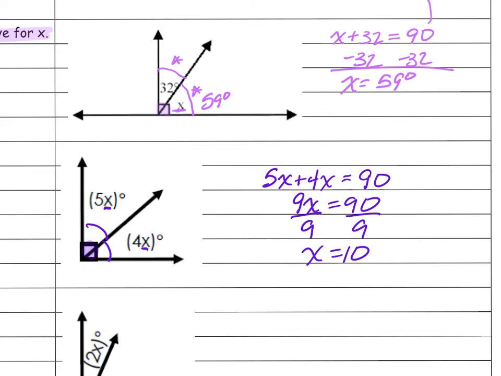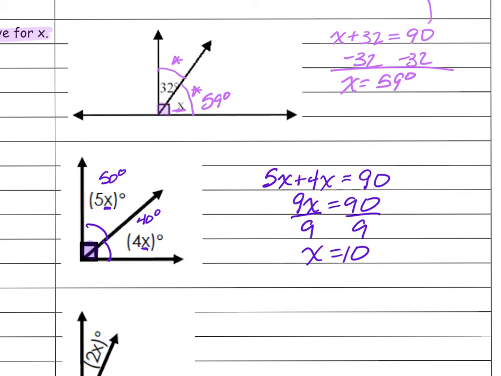If x equals 10, and I actually want to find out what the angle is, I would substitute x into here. This is 5 times x degrees. So 5 times x would be 50 degrees. And 4 times x would be 40 degrees. And that's how I'd find my angles.